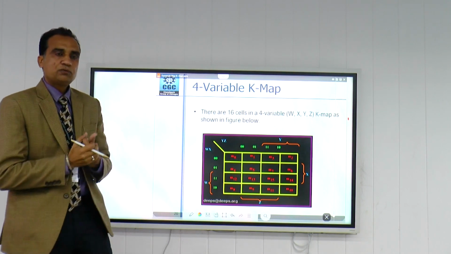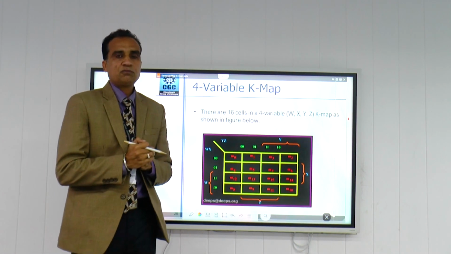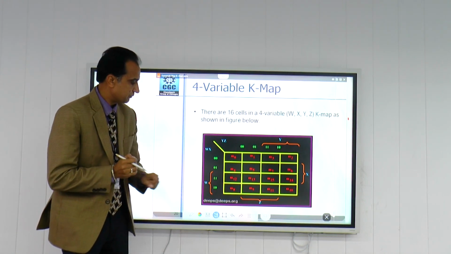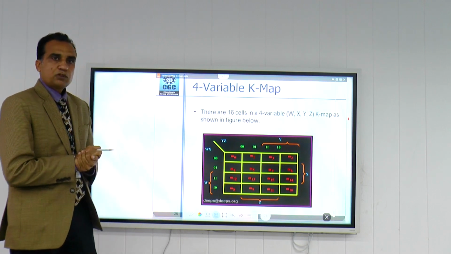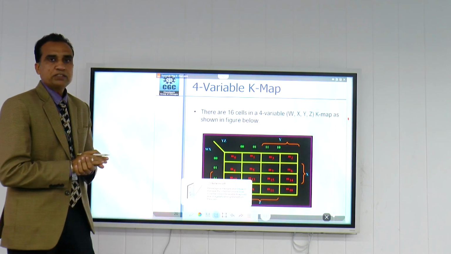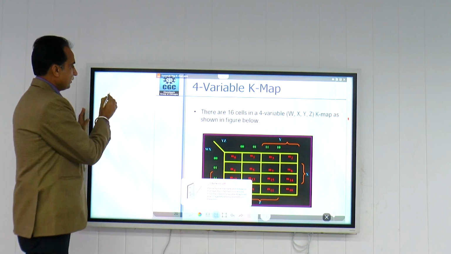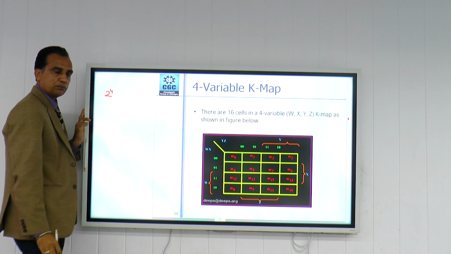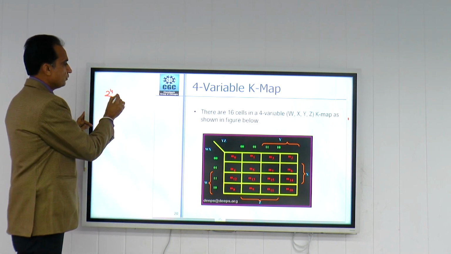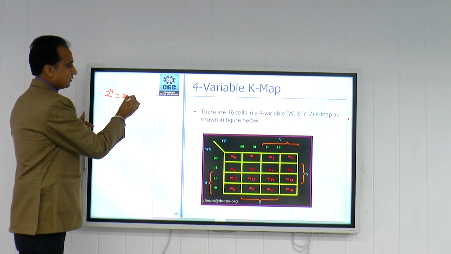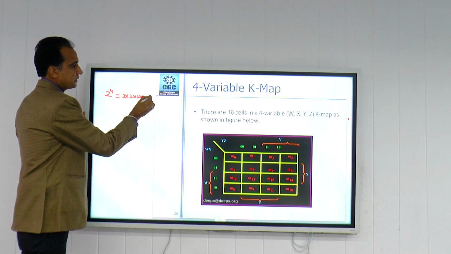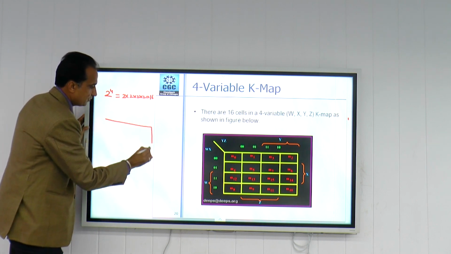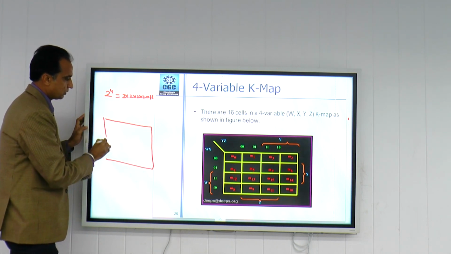Now next is how we are going to solve a K map of four variables. Now in case of four variables, first of all we should know how many square grids are required. That means if there are four variables, 2 raised to the power 4 means 16 square grids are required. Now 16 square grids means 4 rows and 4 columns.